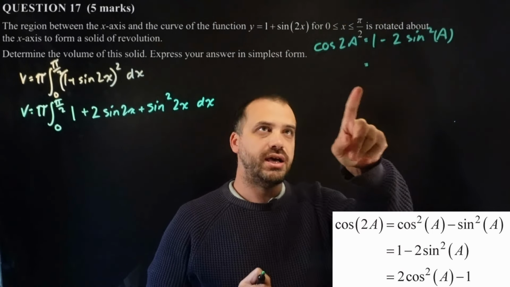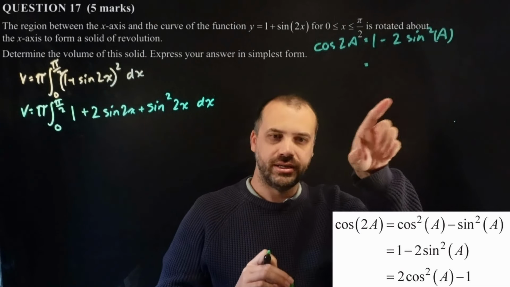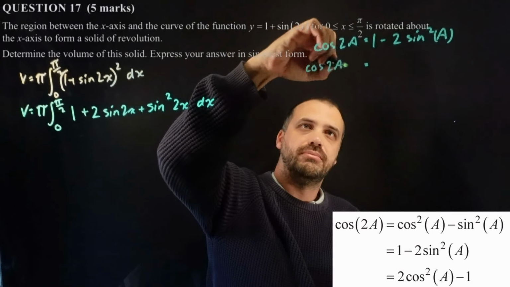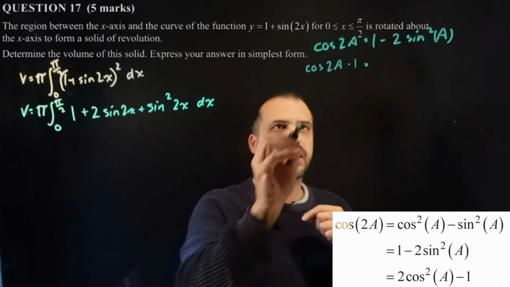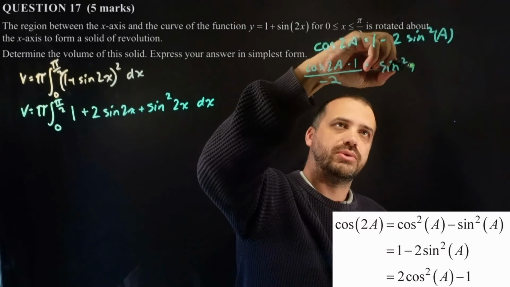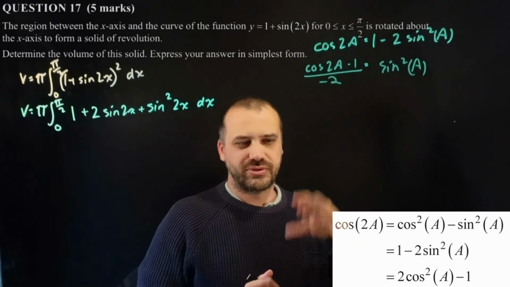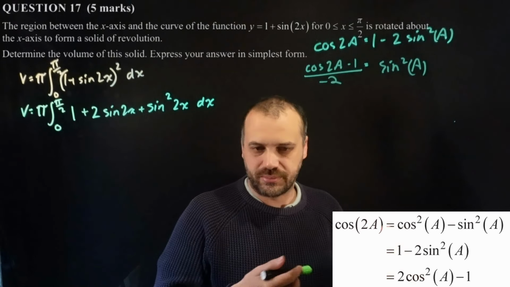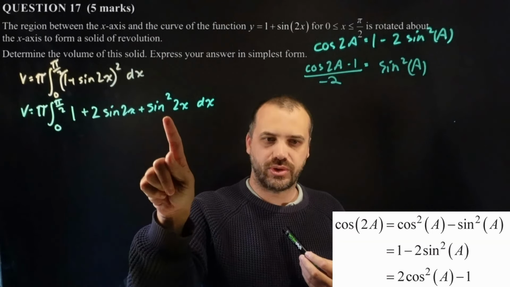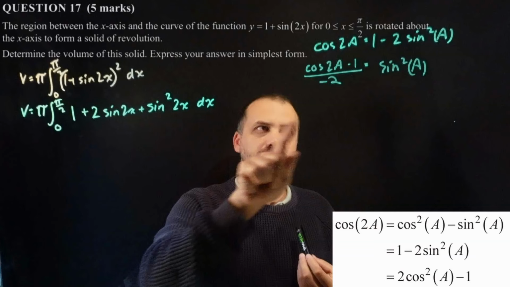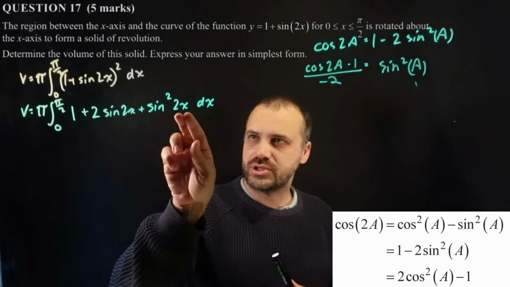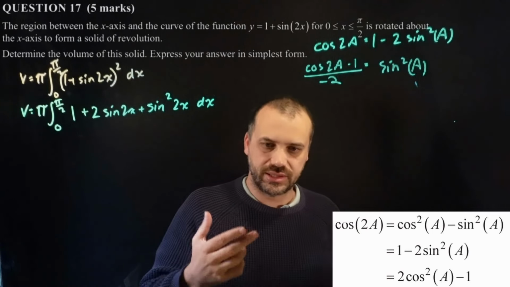Okay, now I don't have cos 2a, I have sine squared a. So I can rearrange that formula to make it cos 2a minus 1 divided by negative 2 makes sine squared a. Maybe instead of divided by negative 2, I could multiply it by negative 1/2. But in any case, this formula now deals with this quite nicely. Now, I don't have sine squared a, I have sine squared 2x. So I'm substituting 2x into this formula instead of a.